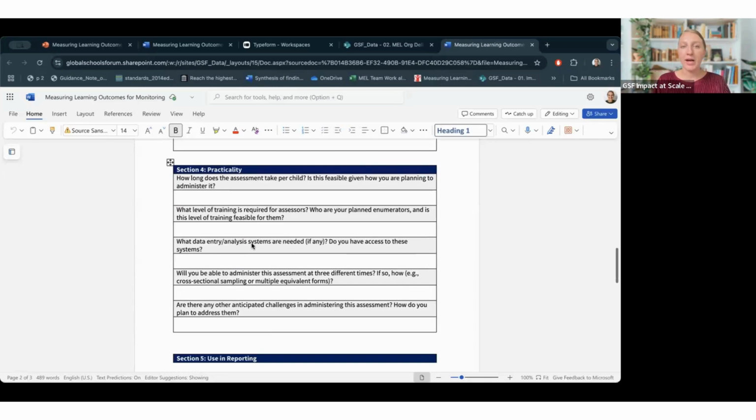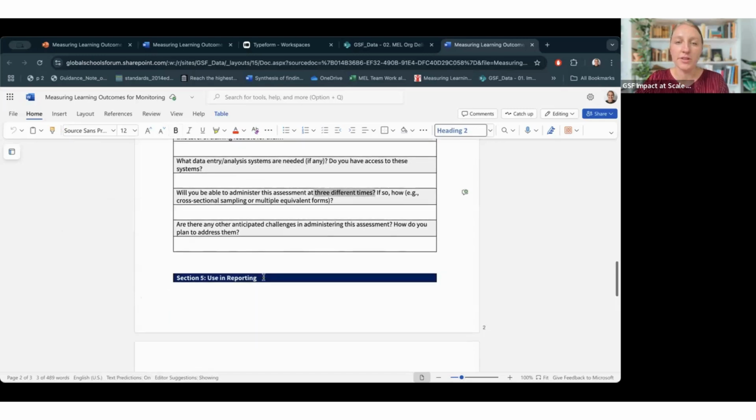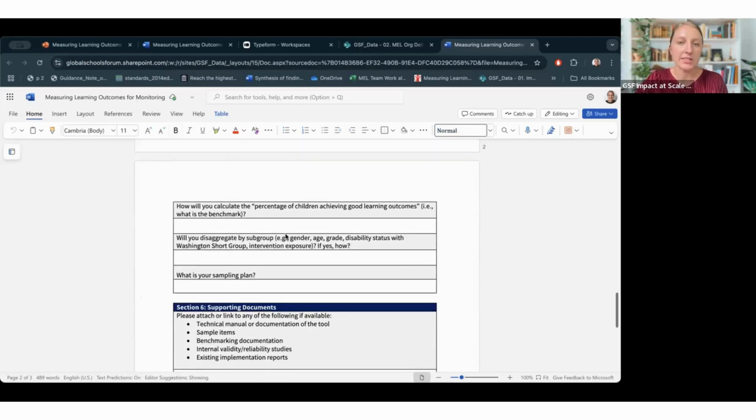The next section is about practicality. So understanding how long it takes to administer it, what kind of training is required, the data collection systems, what your plan is to address practice effects. So will you use cross-sectional sampling? Are you going to have multiple equivalent forms, and any other challenges that you anticipate when administering the assessment.